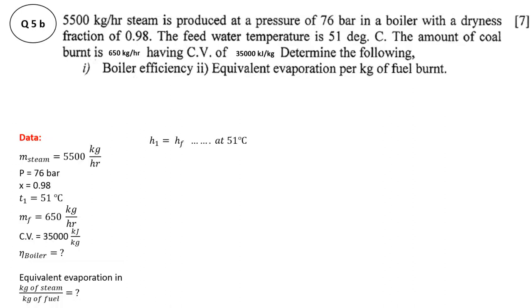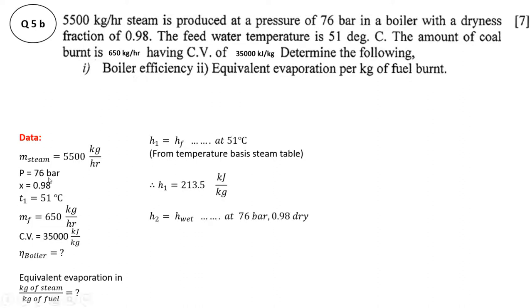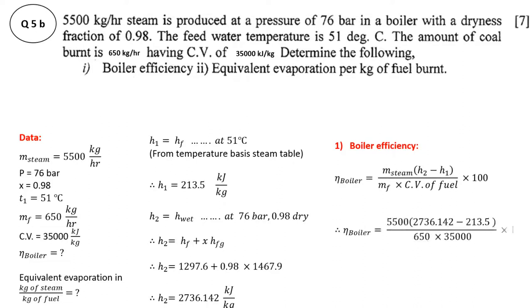Now, as the feed water temperature is 51 degree centigrade, we have to find out the value of the specific enthalpy of the saturated water, that is hf, at 51 degree centigrade. Then, as it is given that the pressure of the steam that is generated is 76 bar and dryness fraction is 0.98, it is a wet steam. So, the formula for the wet steam is hf plus x hfg. So these values we have to take at 76 bar, that is the values of hf and hfg. Then using these particular values, we have to find out the boiler efficiency.